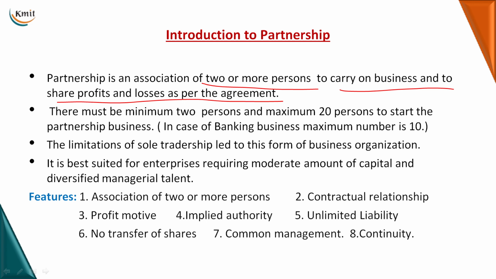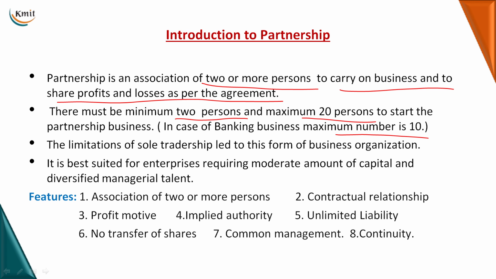There must be minimum two persons, and maximum can be 10 in case of a banking business and 20 in case of a non-banking business. The limitations of a sole trading concern has led to the formation of partnership form of a business organization. It is best suited for the enterprises requiring moderate amount of capital and diversified managerial talent.